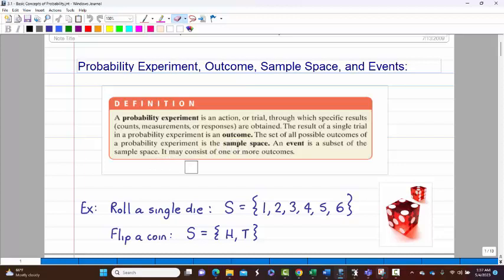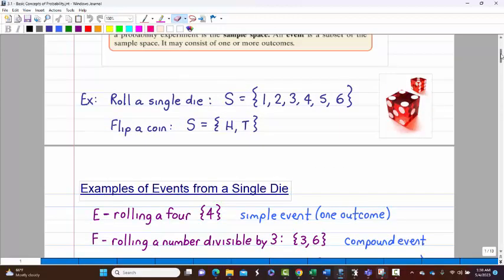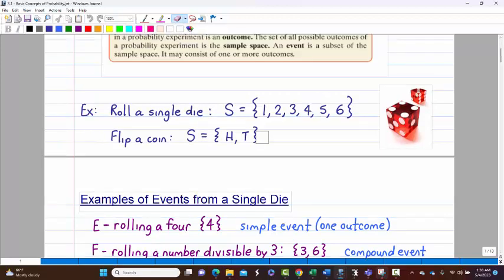The set of all possible outcomes for a probability experiment is called the sample space. And an event is a subset of the sample space, and it may consist of one or more outcomes. So for example, if you roll a single six-sided die, when you're counting the number of dots facing up, the sample space will be 1, 2, 3, 4, 5, and 6. If you flip a coin, the sample space will be heads, tails.